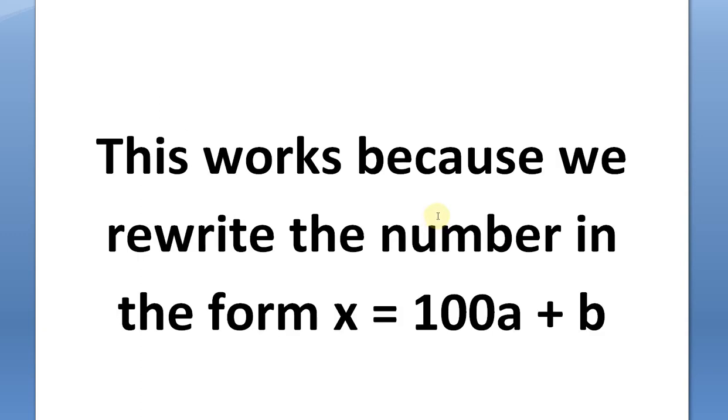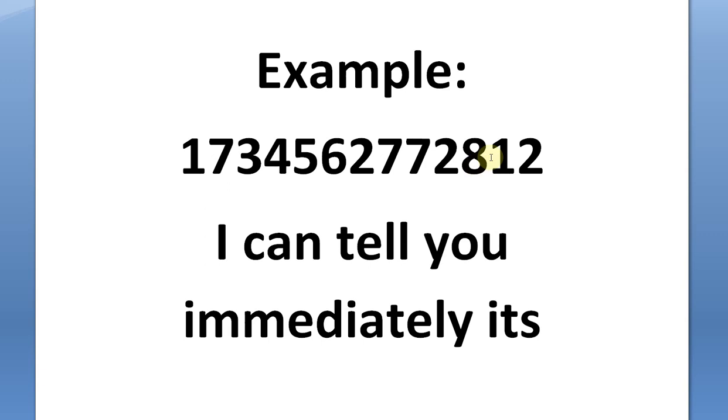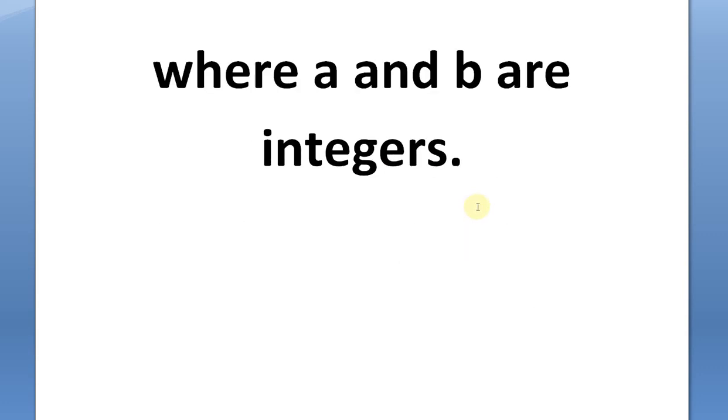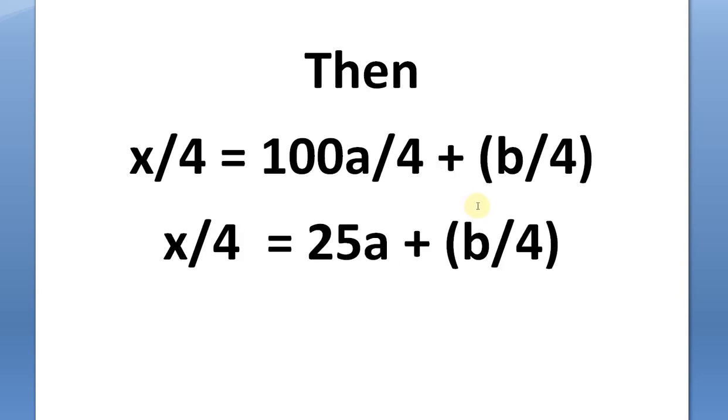Now this works because we rewrite the number in the form x equals 100a plus b. So a will be 17345627728 and our b will be 12. So a and b are integers.